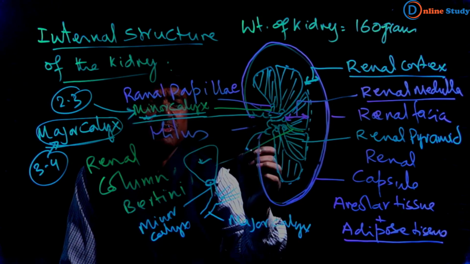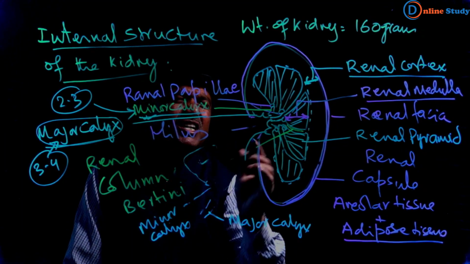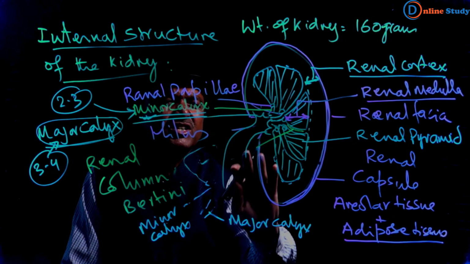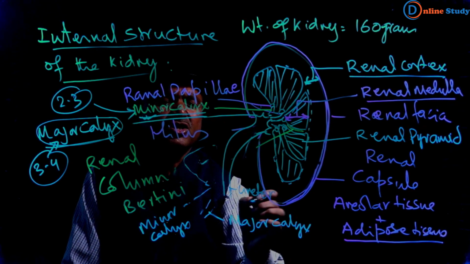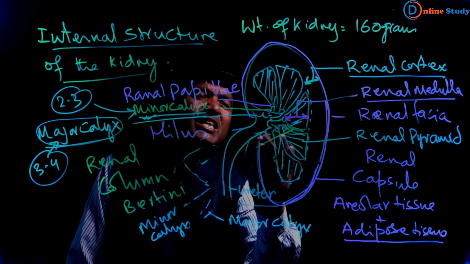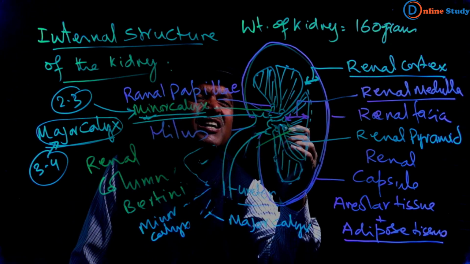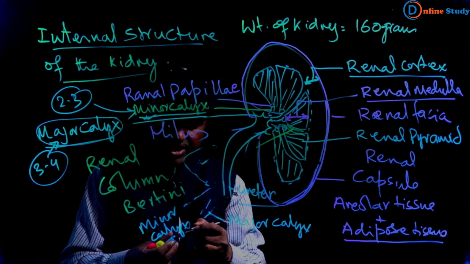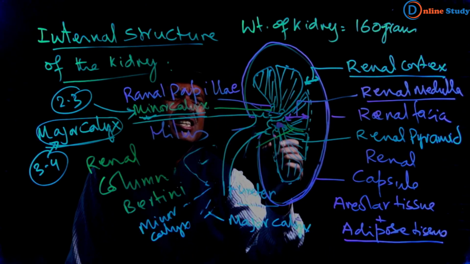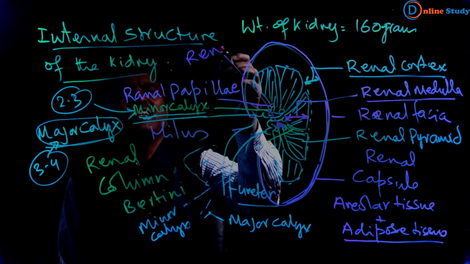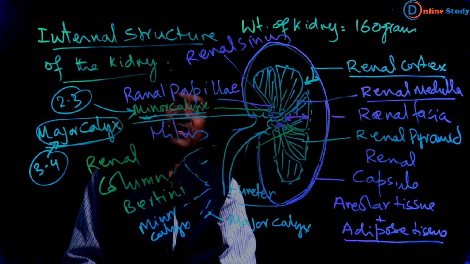And this renal pelvis forms a tube-like structure, and this tube-like structure is called the ureter. Now we can see in the renal pelvis there may be a renal sinus. Here we can see this structure, which may be the renal sinus. So this is the internal structure of the kidney.